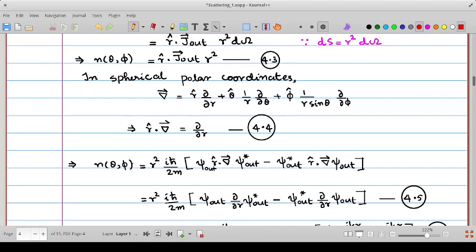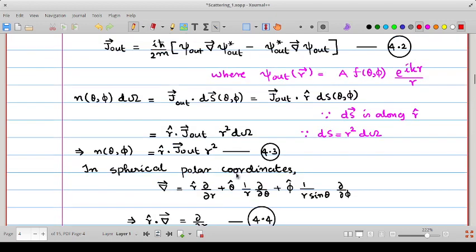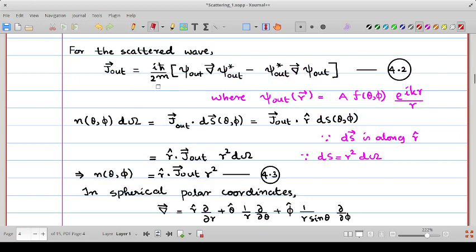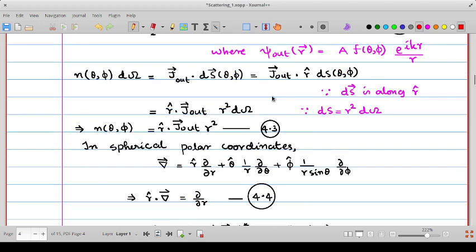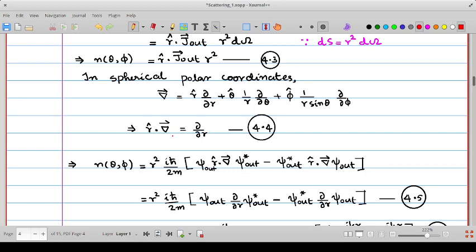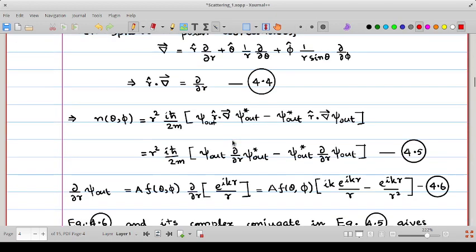Now coming back to the computation of n(θ,φ), we have r², that is this r², times iħ/2m, that is coming from the definition of j_out. Then r̂ · ∇ψ*_out minus ψ*_out r̂ · ∇ψ_out. So in the calculation we need this quantity r̂ · ∇. That's what we have written here. Now r̂ · ∇ is simply ∂/∂r. So substituting that over here, we get equation 4.5.